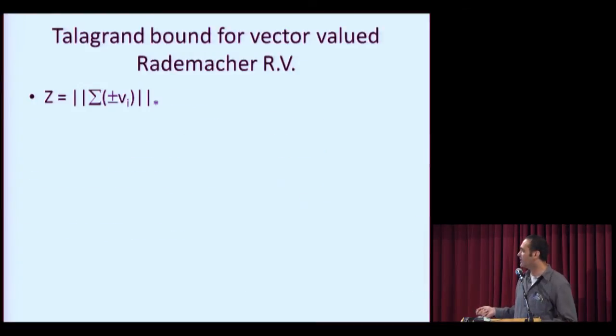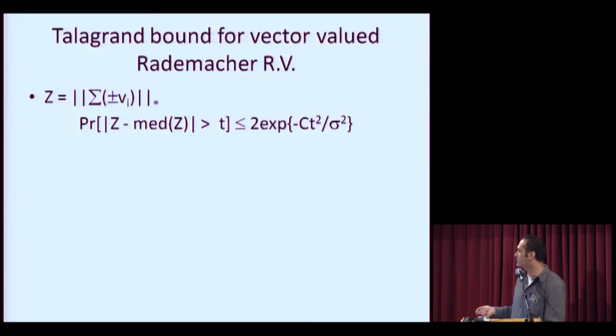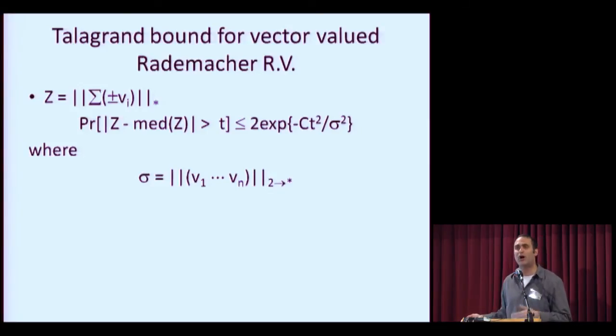So what's that? If you have a random variable that looks like this, a random sign combination of a fixed collection of vectors, each one of these plus-minus is a random bit, a random coin flip. And you look at some norm of this random variable. So the probability that this random variable deviates from its median by more than any t greater than 0 is like a Gaussian with standard deviation sigma, where sigma is some operator norm of the matrix which you get by stacking these vectors, v1 through vn, next to each other. Okay, so this is the operator norm you care about in order to control the tail of this random variable.